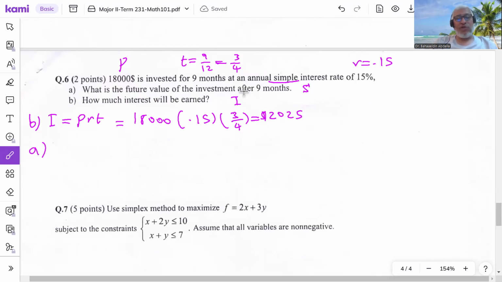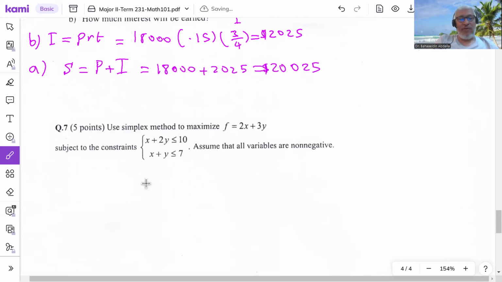A, what is the future value? Well, the future value S is equal to the principal, which you invested, plus the interest which you got after 9 months. So it is 18,000 plus 2,025, and the answer would be 20,025. So this would be the future value.